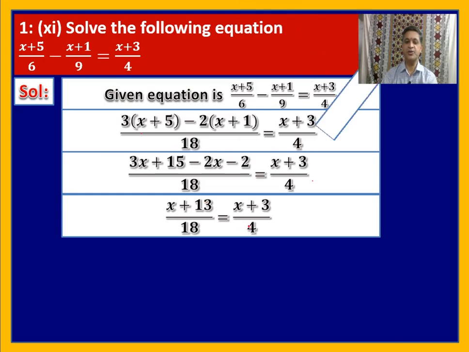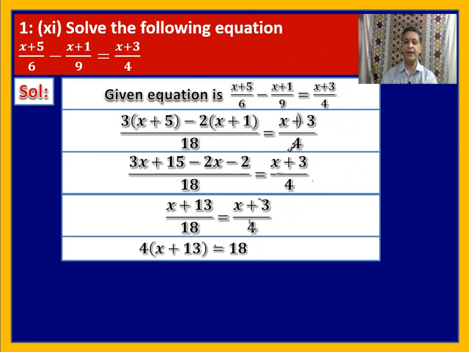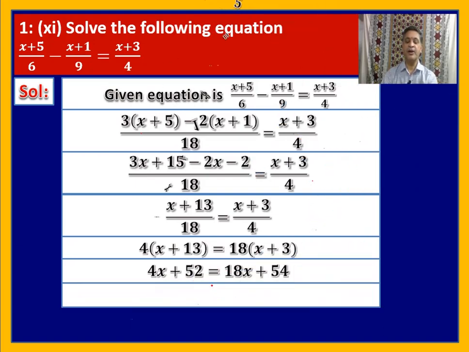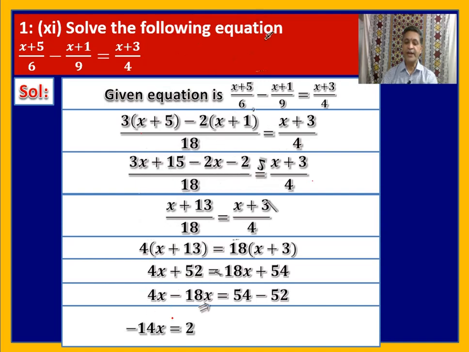Now cross multiplication, you get 4 into (x plus 13) is equal to 18 into (x plus 3). By expanding this equation, 4x plus 52 is equal to 18x plus 54. Sending variables to one side and constants to other side, 4x minus 18x is equal to 54 minus 52. So minus 14x is equal to 2 and x is equal to 2 by minus 14, that is equal to, by cancellation of 2 on both numerator and denominator, you get minus 1 by 7.